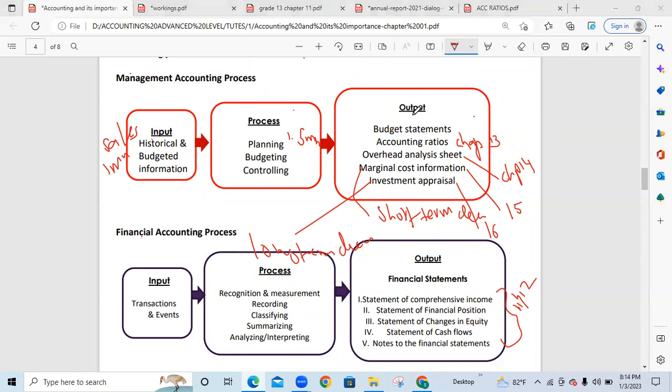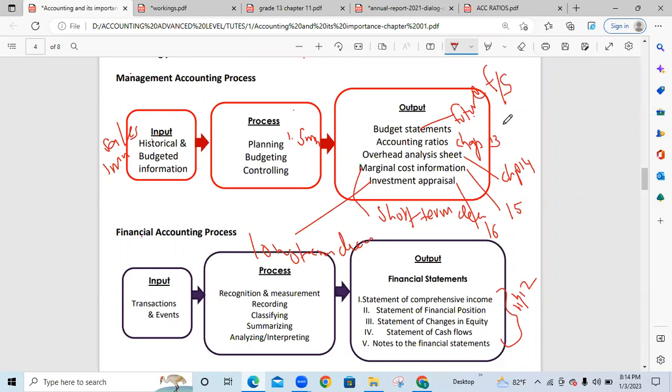What is a budget statement? Budget statements are, guys, future financial statements. Write it down. Budget statements are future financial statements. Accounting ratios find the relationship between accounting elements.